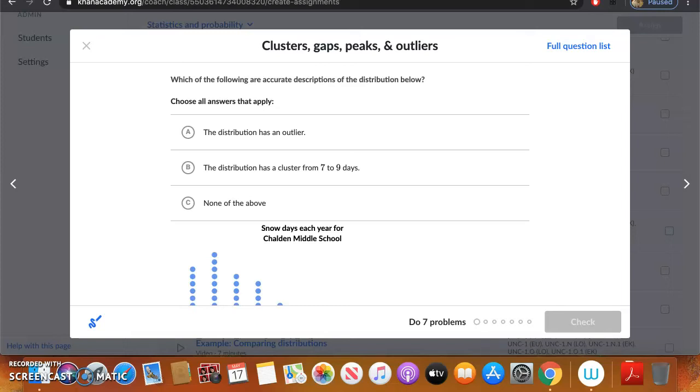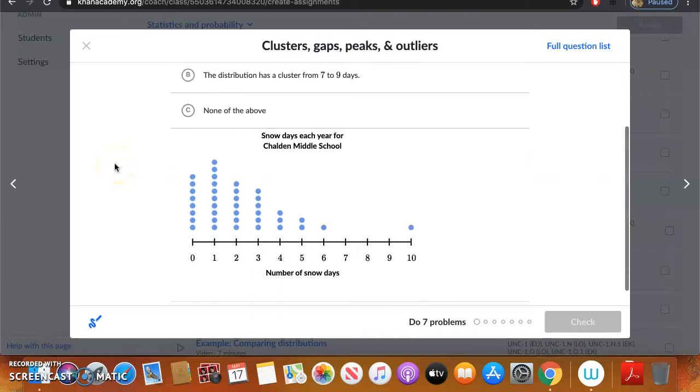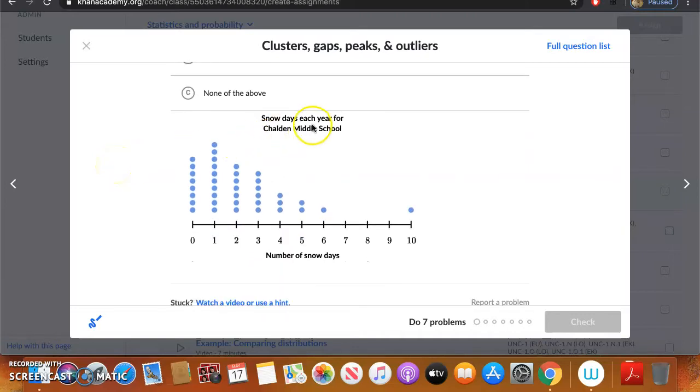Hi everybody. We're going to be looking at clusters, gaps, peaks, and outliers next. First question is, which of the following are accurate descriptions of the distribution below? So let's take a look at the distribution. Snow days each year for Chalden Middle School.